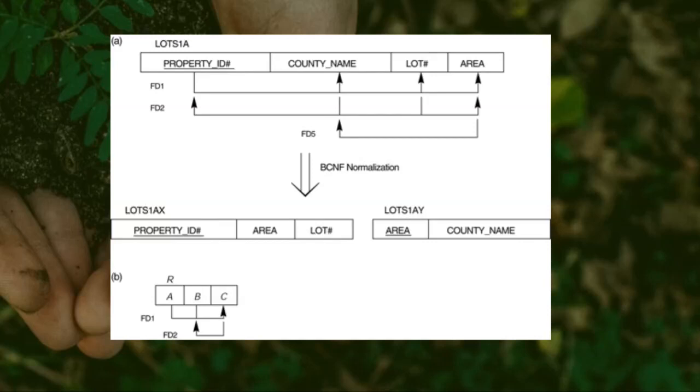So what we have to do is remove that non-trivial dependency into a new relation, and we are going to decompose this into a new relation with area determines country. There, area becomes a primary key and it has the attribute country name. So the two tables will be the property ID, area and the lot, and then the area and the country name. And also you can see that sort of an example in part B as well.